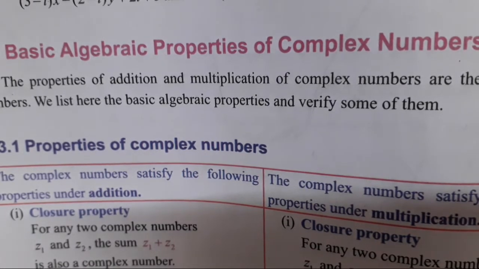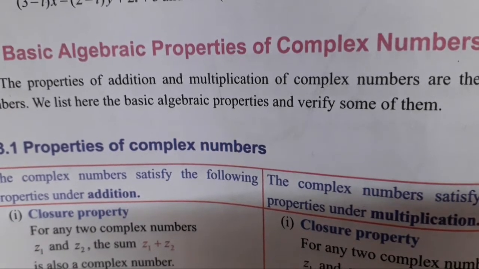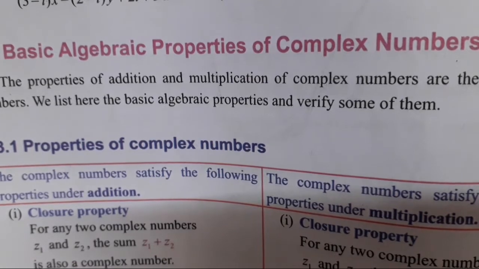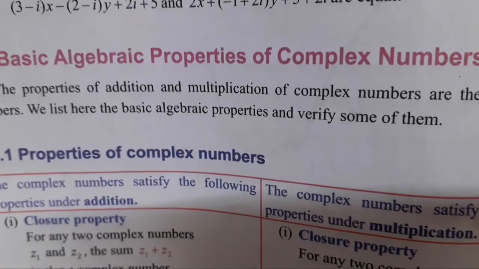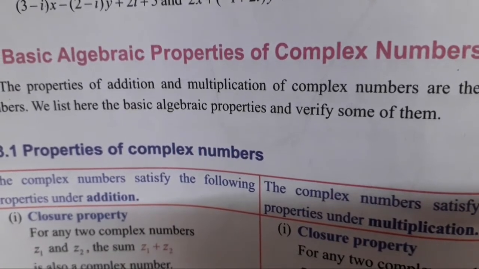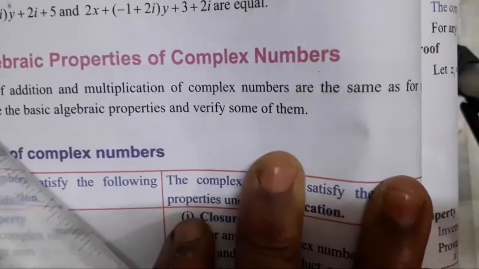In the last video class, we learned about addition, subtraction and multiplication of complex numbers in rectangular form, as well as how to plot the points in the Argand diagram. For this video class, we learn about the basic algebraic properties of complex numbers. The properties of addition and subtraction of complex numbers are the same as for real numbers. We list the basic algebraic properties and verify some of them.